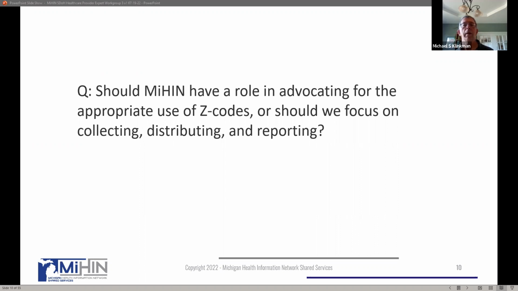And Amy, looking at the chat, I think MiHIN does advocate for coding accuracy in areas. Sometimes to better impact, sometimes to worse impact, sometimes we have leverage, sometimes we don't, but we try to make sure that the data that we exchange is valid and useful, which is our fig leaf to look at this appropriate use of Z codes at this moment.